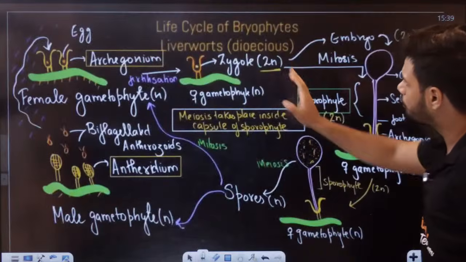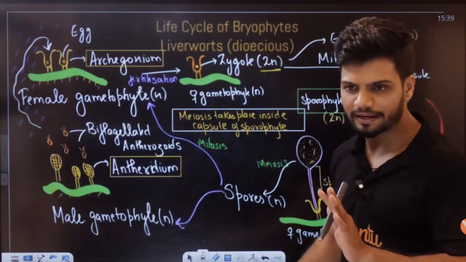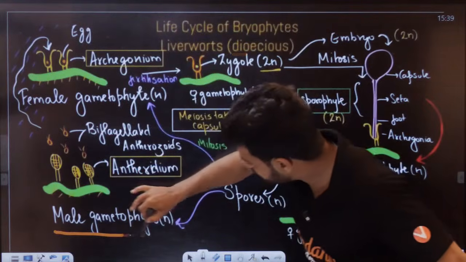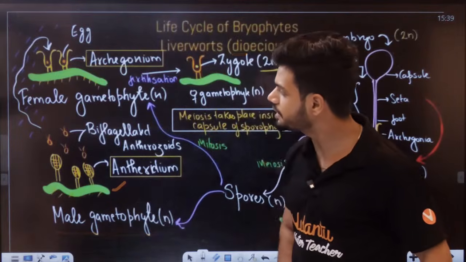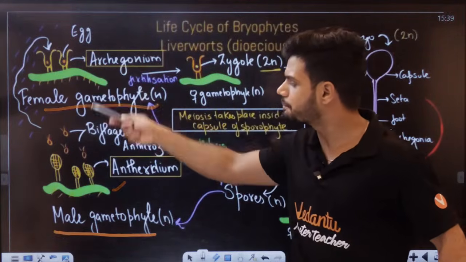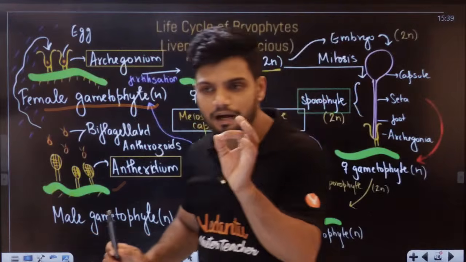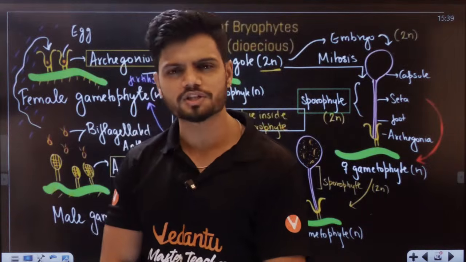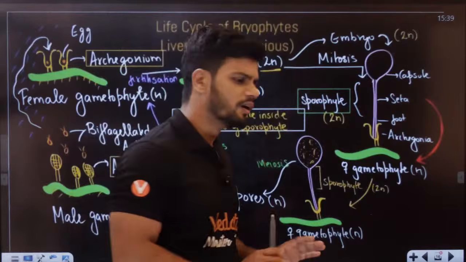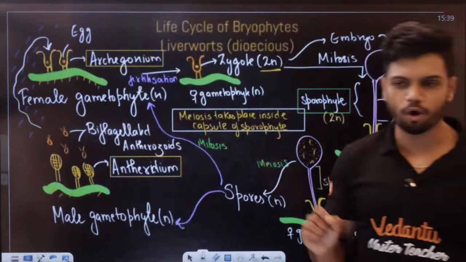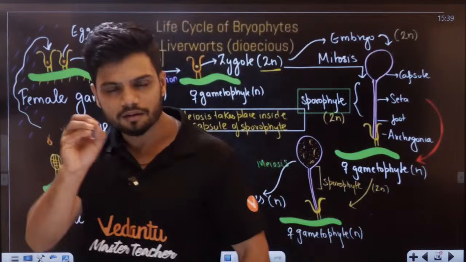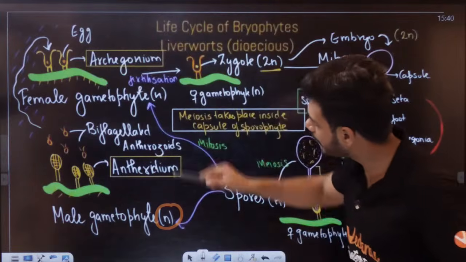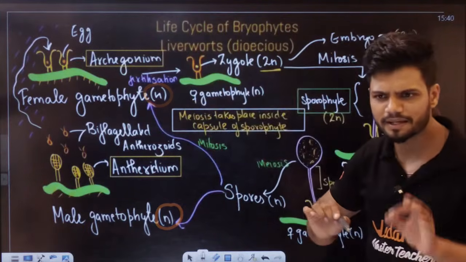Now let's talk about liverworts, students. In liverworts we have the dioecious condition. So we have a male gametophyte here and a female gametophyte here. Now students, tell me, is the gametophyte haploid or diploid? All of you in the chat, tell me. Gametophyte is haploid in nature. We have written haploid here. It's haploid in nature.